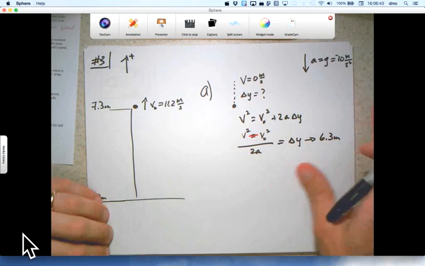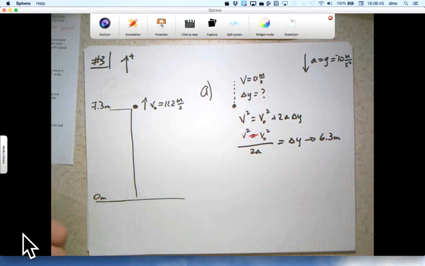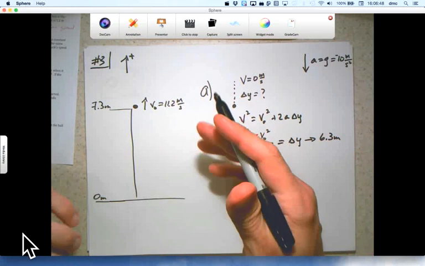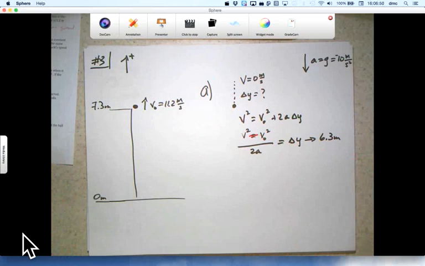Don't overthink these and try to figure out, well, the student adds height and everything else. Well, unless they tell you how tall the student is, we're just going to assume that it leaves at the top of the roof.